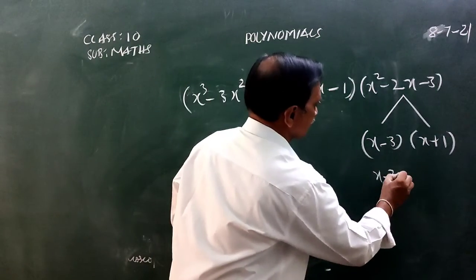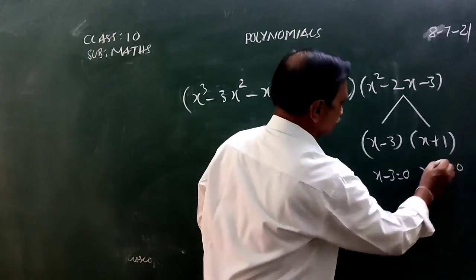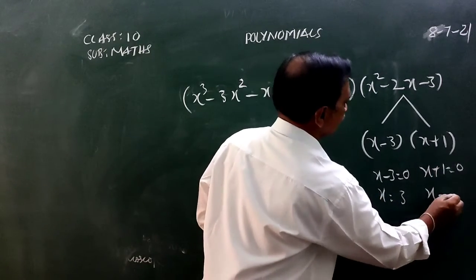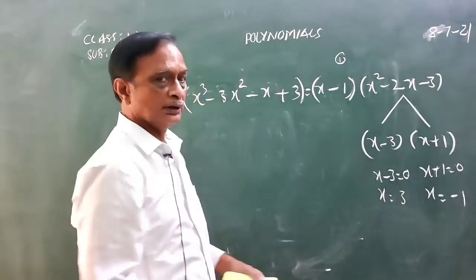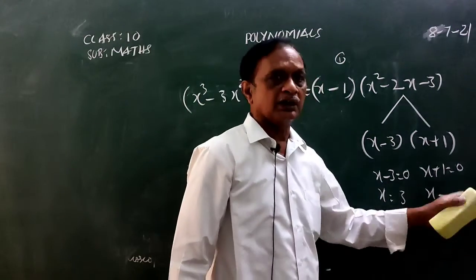So what are the zeros? X minus 3 equal to 0, x plus 1 equal to 0. X equal to 3, x equal to minus 1. So given 1 is the zero of this polynomial, we found 3 and minus 1 are the other zeros.